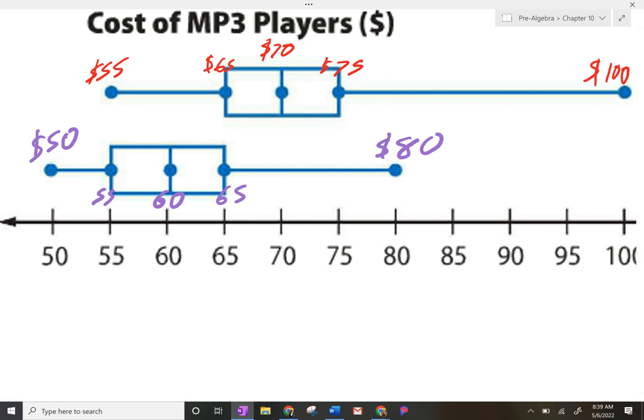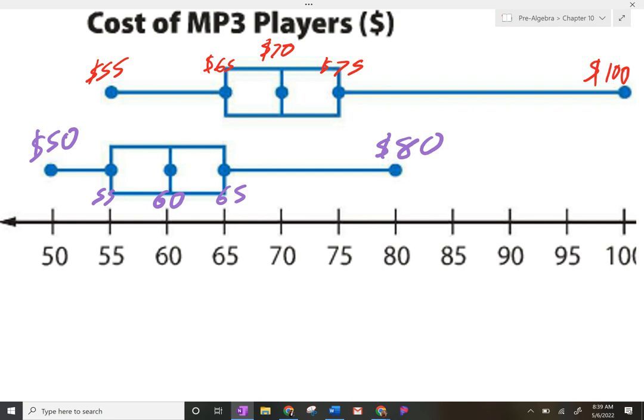Hopefully you see they use the exact same number line. So everything's lined up in the exact same spots. Looking at this, just as the pictures, which one has the more expensive things? The top one or the bottom one? The top. The top one.